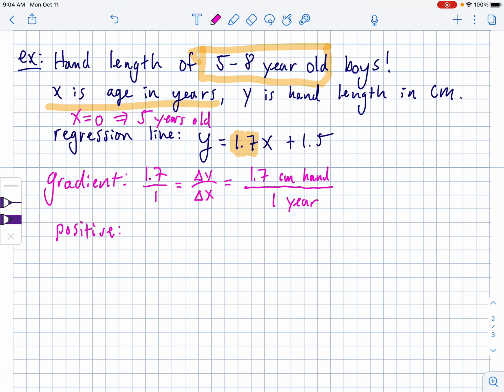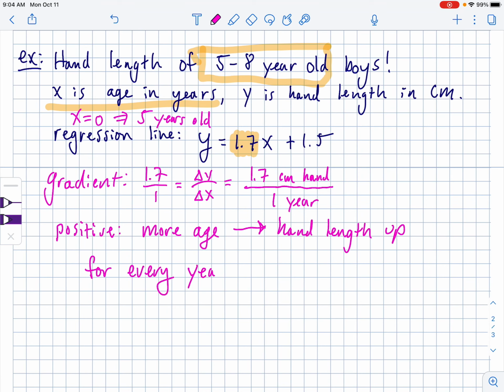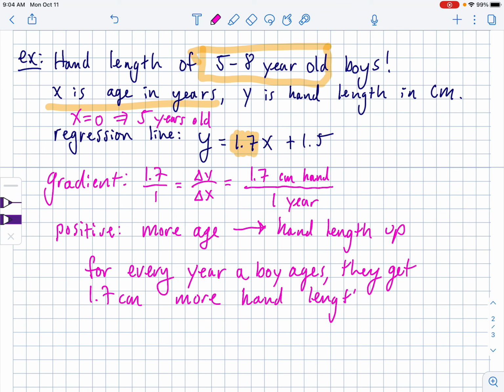So to interpret the slope, I would say, first of all, it's positive, which means when age goes up, the hand length also goes up. And in specific, from the 1.7 over 1, we would say for every year a boy ages, they get 1.7 centimeters more hand length.